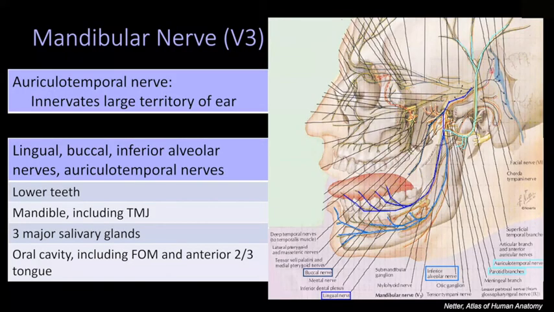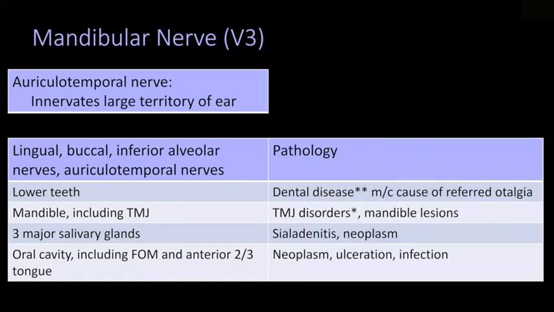As I mentioned, there are 4 cranial nerves and 2 cervical nerves that innervate the ear. The mandibular division of the trigeminal nerve, V3, is the most common sensory neural pathway leading to referred otalgia. The mandibular division innervates a large territory of the ear through the auriculotemporal nerve, and it also has multiple other branches, including the lingual, the buccal, and the inferior alveolar nerves that innervate the lower teeth, the mandible, including the TMJ, the parotid, submandibular, and sublingual glands, as well as the oral cavity. And so pathology of all of these structures can cause referred otalgia.